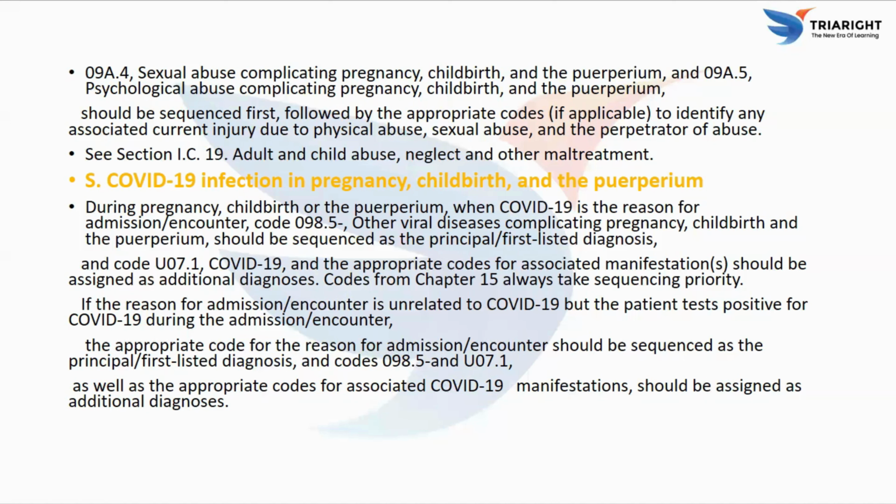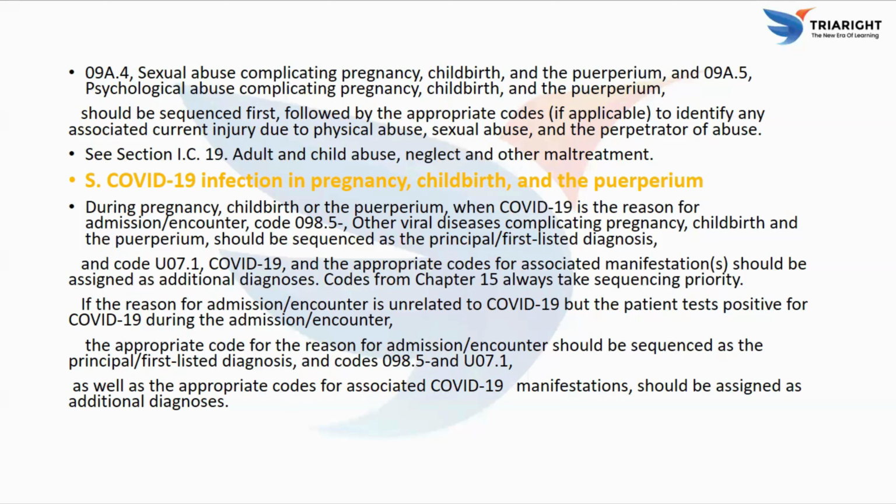The first one is the first listed or principal diagnosis. So you have to code the reason for admission, for example, O80 for normal delivery or O13 for pregnancy hypertension. And the additional code is O98.5 for pregnancy complicated by viral disease and U07.1 for COVID-19. Any COVID related symptoms, if present, you can add as another additional code. Why? Because COVID-19 was not the reason she came to the hospital.